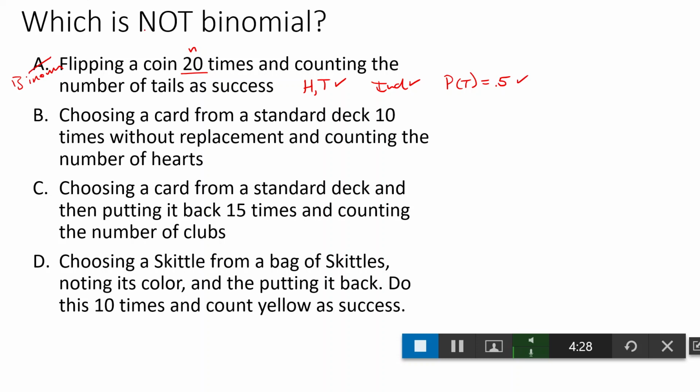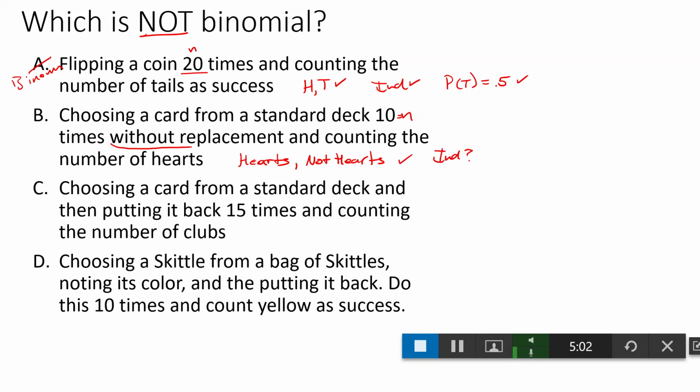So it's not A, because we're looking for a not binomial. Choosing a card from a standard deck 10 times without replacement and counting the number of hearts. So let's see, our n here is going to be 10. That's usually the easiest one to find. Do we have 2 outcomes? We have hearts, and we could say the other outcome would be not hearts. Remember, hearts is one of the suits of a deck of cards, so that works out. Are they independent?